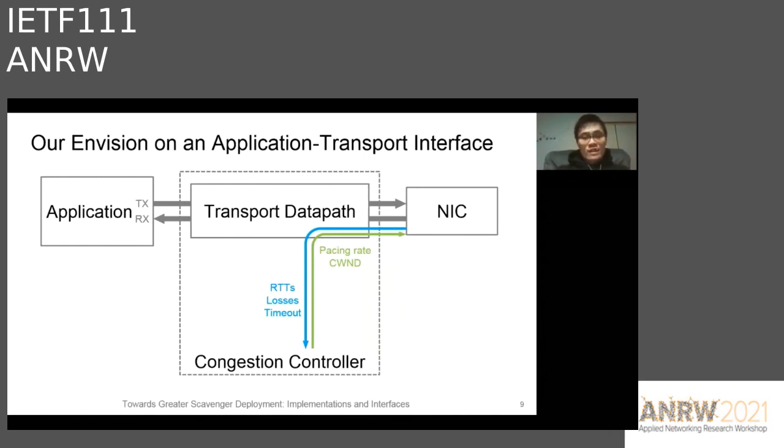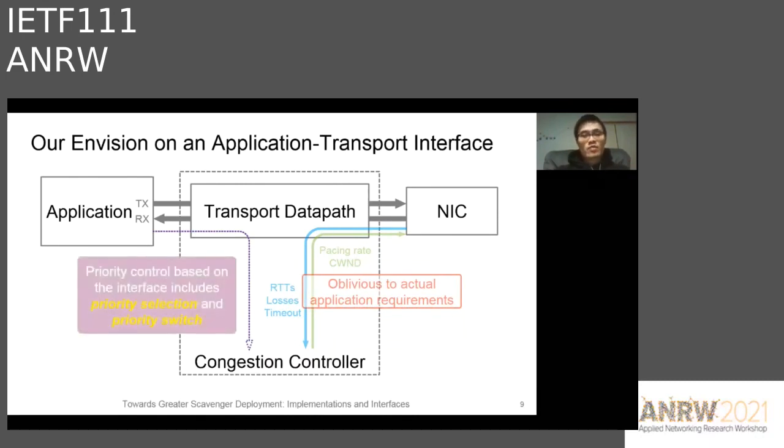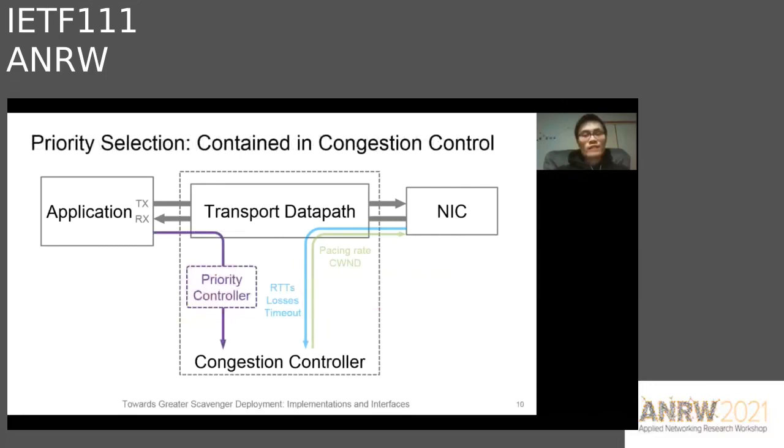However, throughout the above process, the congestion controller is oblivious to actual application requirements, which are necessary to determine the appropriate transport priority. So we claim that to convey such application requirements, another interface between the application and transport data path is needed. When deploying scavenger congestion control, this interface is responsible for priority control, including two tasks: priority selection and priority switch. The first task, priority selection, is to inform the congestion controller which priority to use in real time. There are several different ways to implement that with the application transport interface.